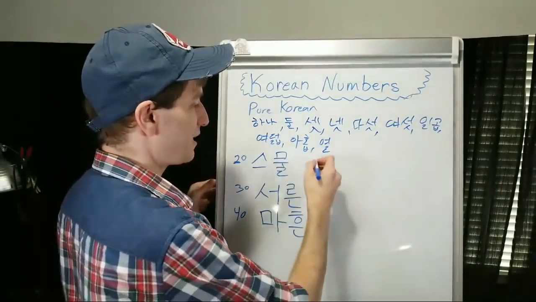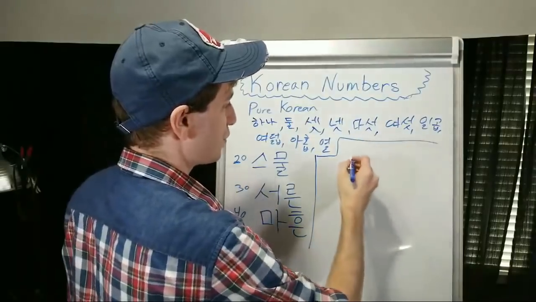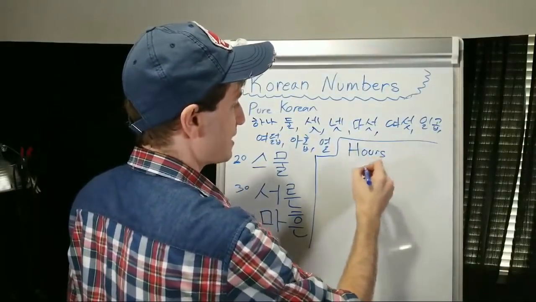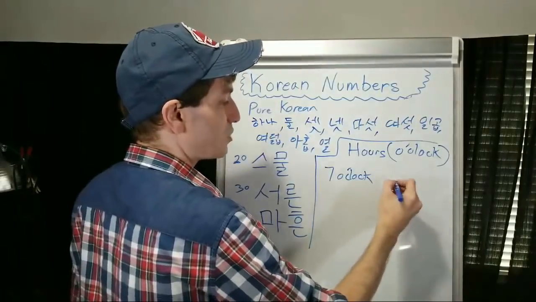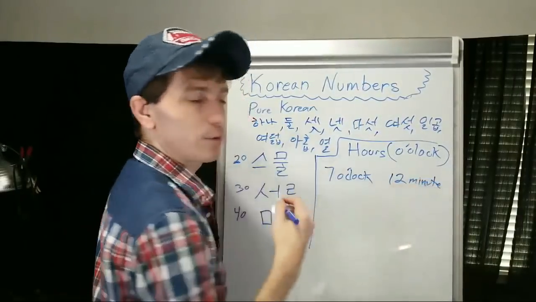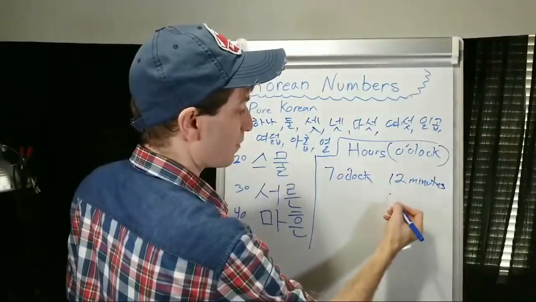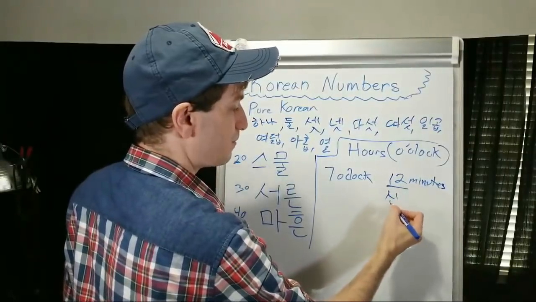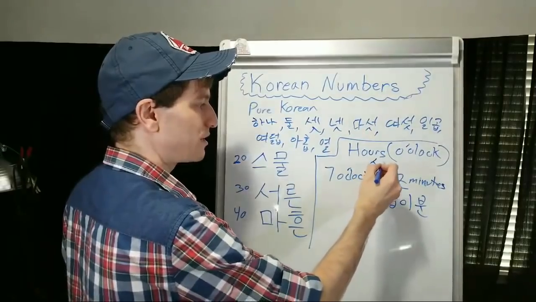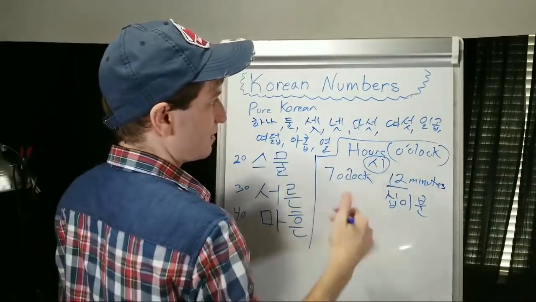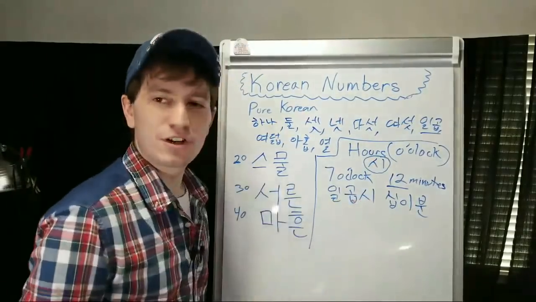How is this used? First of all, well, one thing is that this is used for counting hours, like to say o'clock. So you want to say it's 7 o'clock, 7 o'clock and 12 minutes. Well, we just learned before we used the minutes with the Sino-Korean. So we have 12 would be 12분. Well, to say o'clock, that's the counter 시. So 7 is 7시, 7 o'clock.